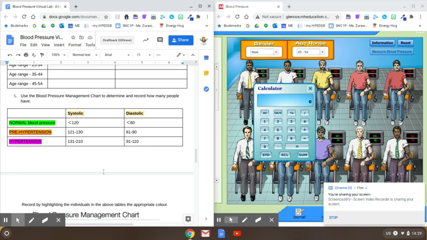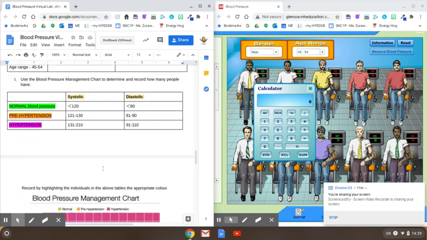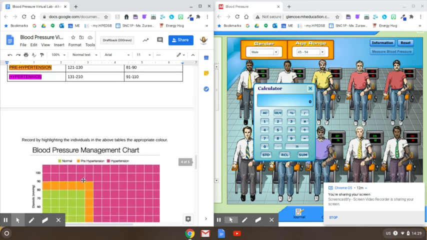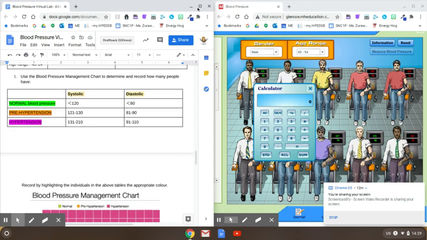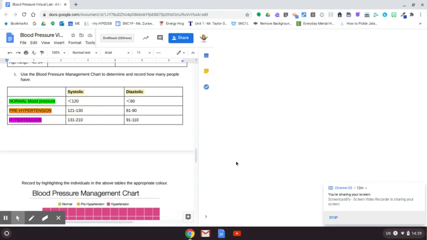Okay? Next part. And don't be afraid to pause my rambling when you need to work on one part. It's okay to pause the video and go back to it. So the next part, use the blood pressure management chart to determine and record how many people have normal, pre-hypertension, or hypertension. So if we look at this chart, actually, let me make this bigger now.